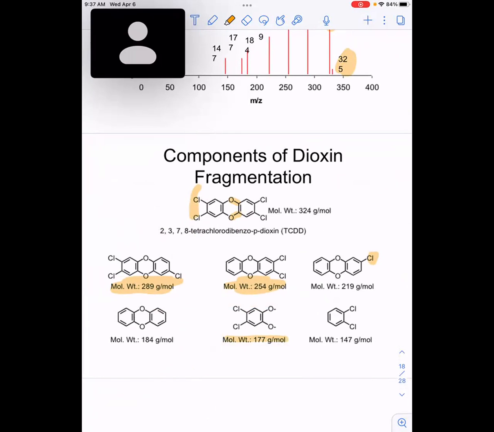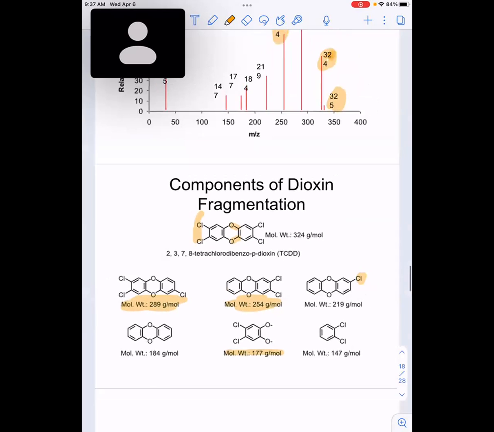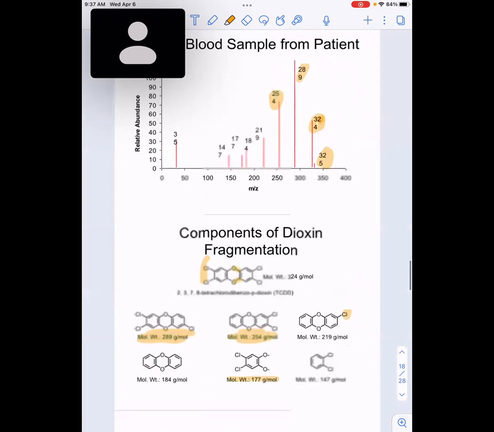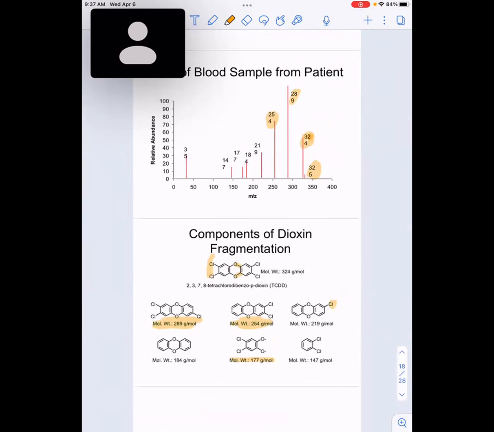So the bottom line is, this is a method used to confirm whether or not a compound is there. And based on his blood sample, his wife is indeed going to prison for murder, because when they took the blood sample, they found this dioxin fingerprint at 324, and all the subsequent cleavage patterns and all the subsequent fragments that go along with dioxin also matched up.